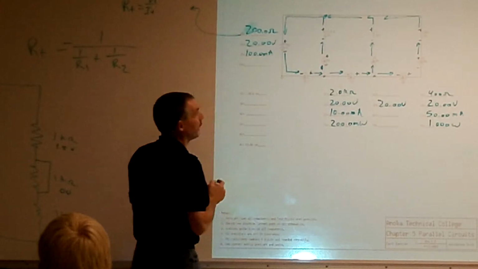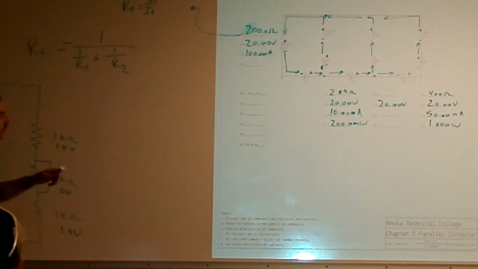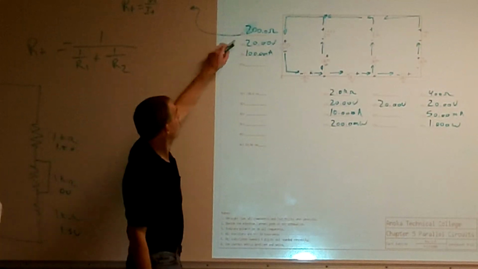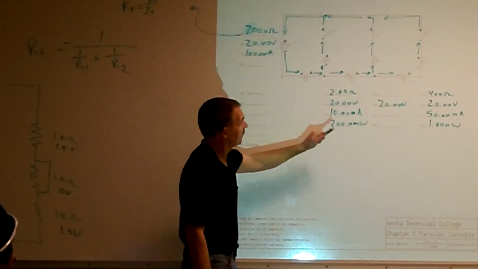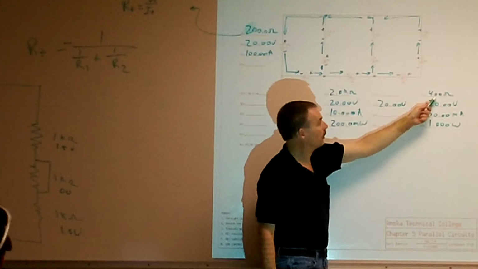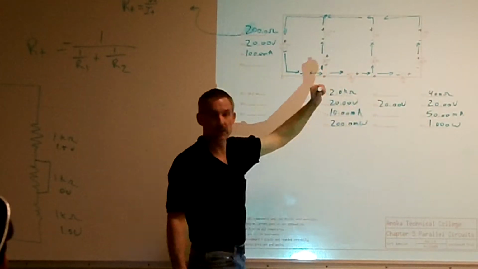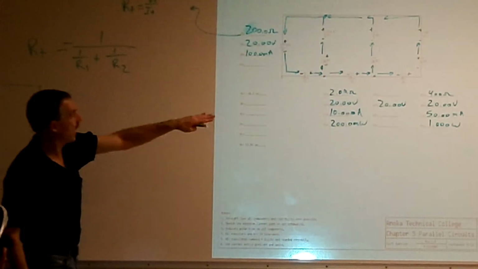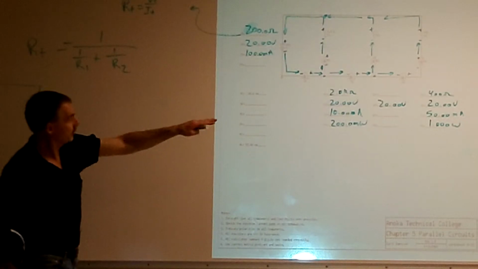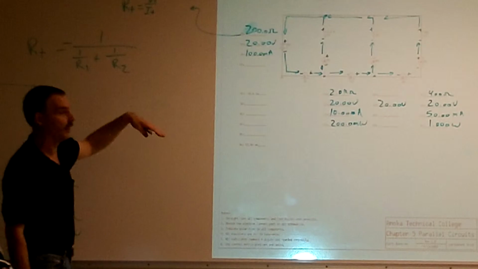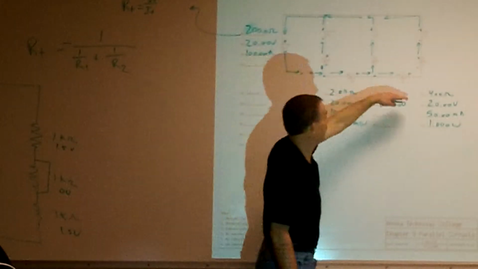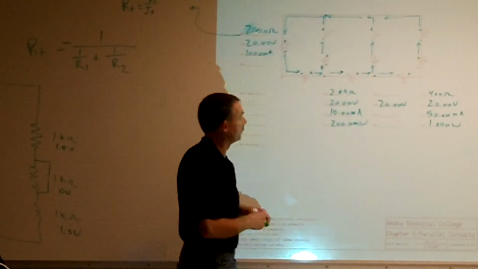When we're double checking our work, one thing about parallel circuits is that our total resistance is always going to be less than our smallest resistor. So for approximations, we know we're going to have something less than 400 ohms for our total resistance. If you have something more than that, then you know you did something wrong.